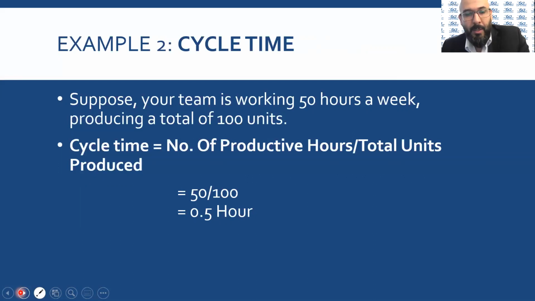Which means that you need half an hour to produce one item. 50 hours divided by 100 units, so that would be half an hour to make one item.